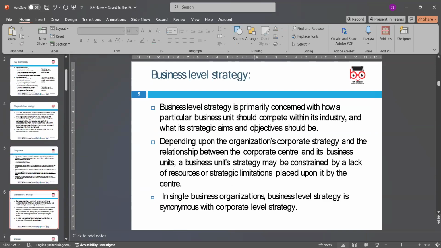Business level strategy, the second layer of the strategy. They are primarily concerned with how business units should compete within their industry and what their strategic aims and objectives should be. If we take the example of Unilever again, one is home care and the other is beauty products. These are two entirely different units. So the home care unit will be considering home care competition, and the beauty unit will be considering beauty products.